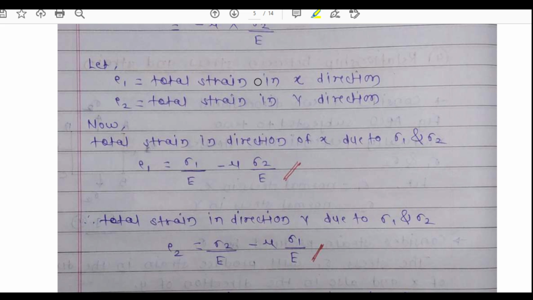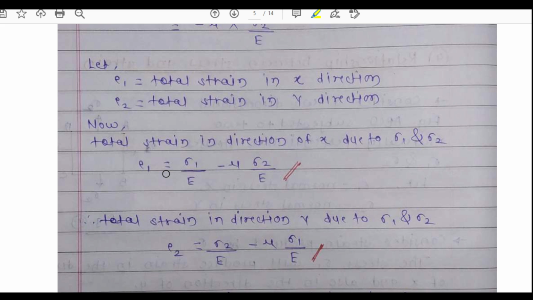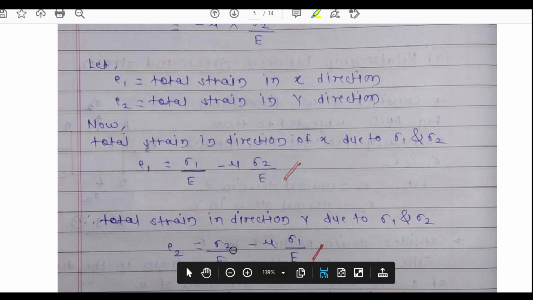So in x direction we can consider E1 as a total strain, and in y direction we can consider E2 as a total strain. Now simply sum up the x direction strains and y direction strains. For E1 in x direction, sigma 1 is producing longitudinal and sigma 2 is producing lateral, and in y direction sigma 2 is producing longitudinal and sigma 1 is producing lateral. So simply I am going to sum up these quantities.